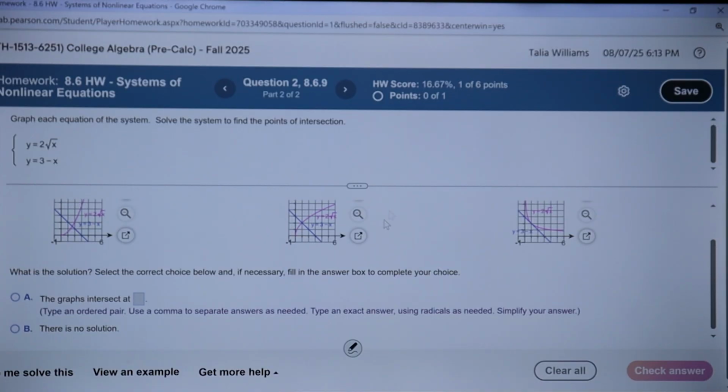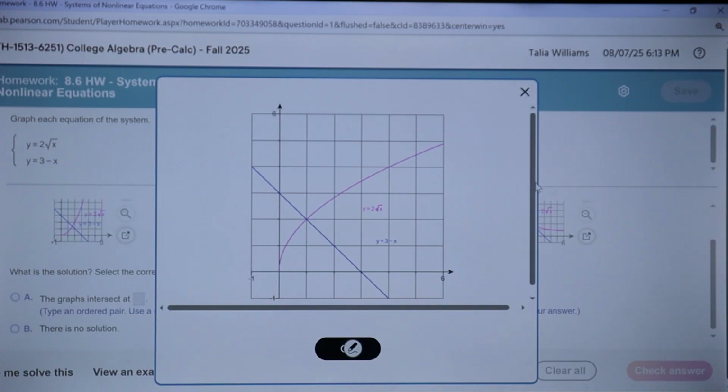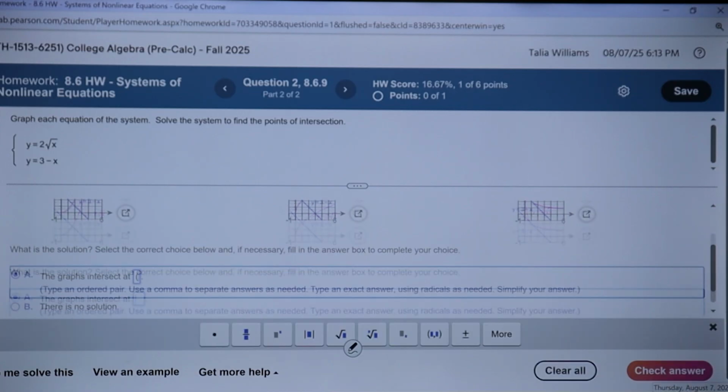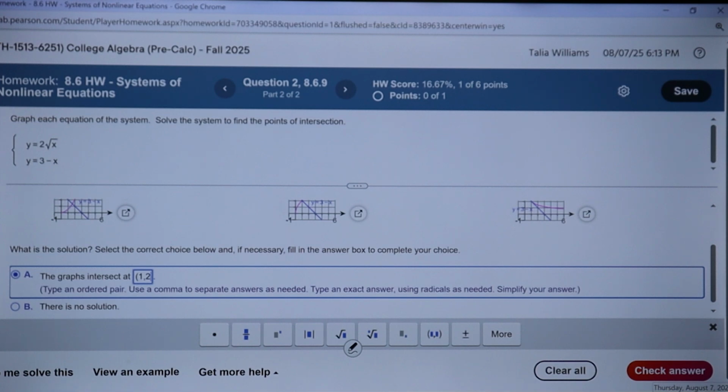Okay, and then they want the graph intersects at, so we can pull this graph up. It only intersects at one spot because the square root is only in quadrant 1. And it intersects right there at (1, 2). You have to type it as an ordered pair, so parentheses 1, 2.